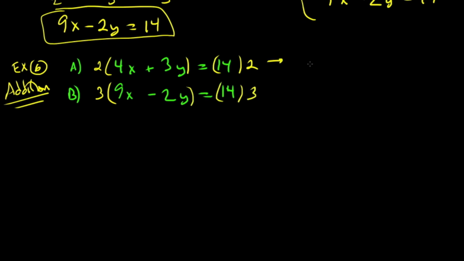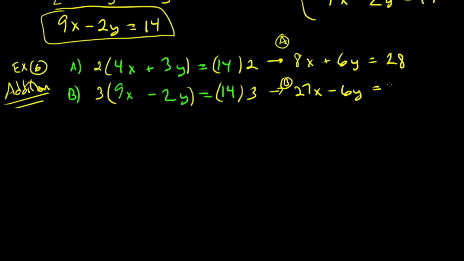Okay. So we get 8x plus 6y equals 28 for the first equation, equation A. Right? And then for equation B, we're going to get 27x minus 6y equals 42. Right? 14 times 3 is 42, right? Okay. That's right. So now I just add the two equations together, A plus B again, right?